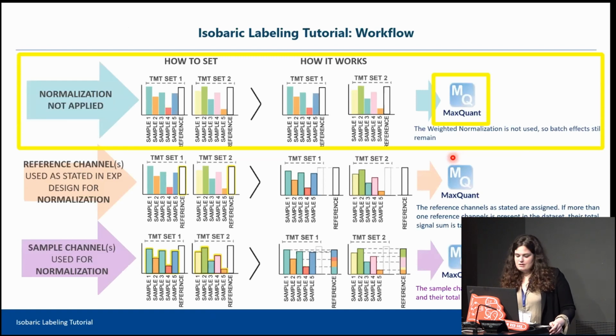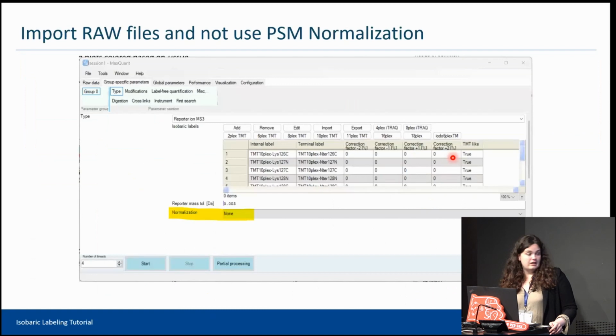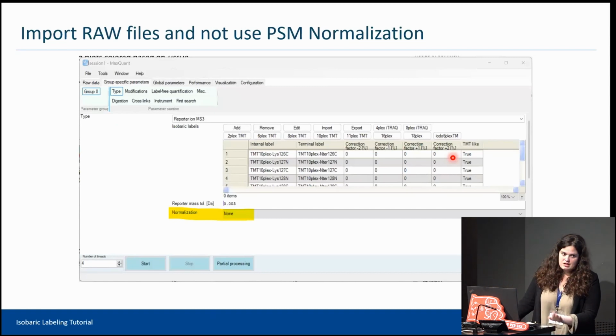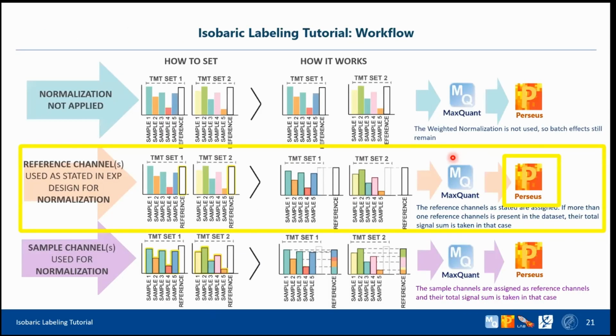The third option was the one where the normalization is not applied. How do you do this? You just take the default, and the default, as I said before, is none. When you keep it as none, the weighted normalization is not applied. You can put whatever you want in the reference channel, you can put all of them, and the weighted normalization will not be applied. So this is how to do that in MaxQuant. We have these three different MaxQuant processes.